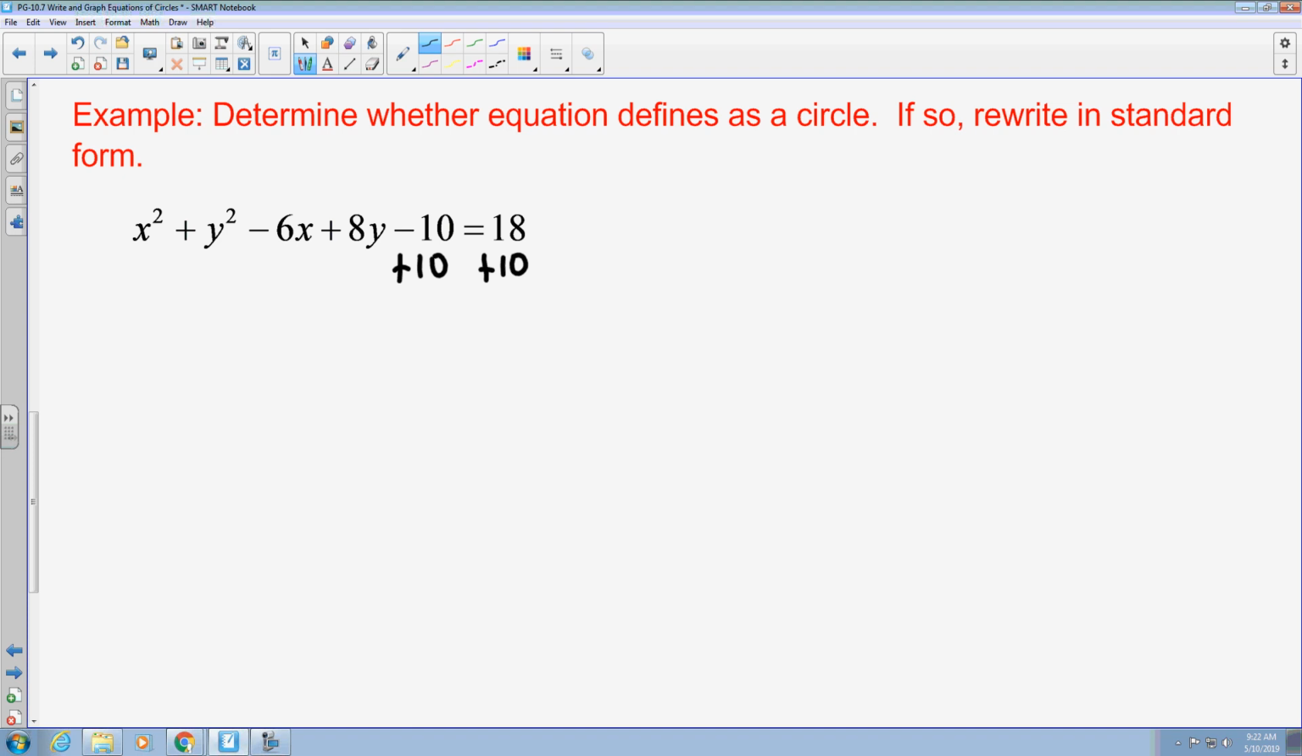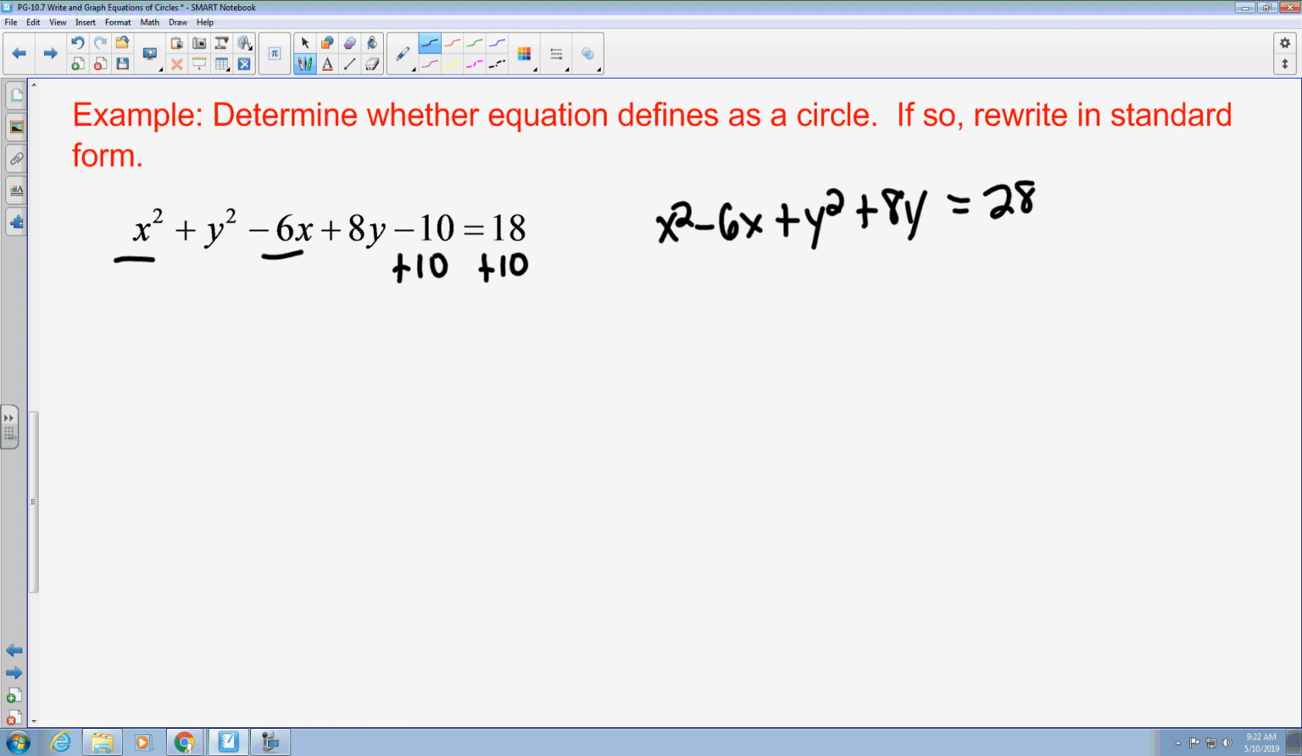After that, I want to have all of my variables next to each other. So I'm going to have x squared minus 6x, and I'm going to have plus y squared plus 8y, and that's going to be set equal to 18 plus 10, which is 28.